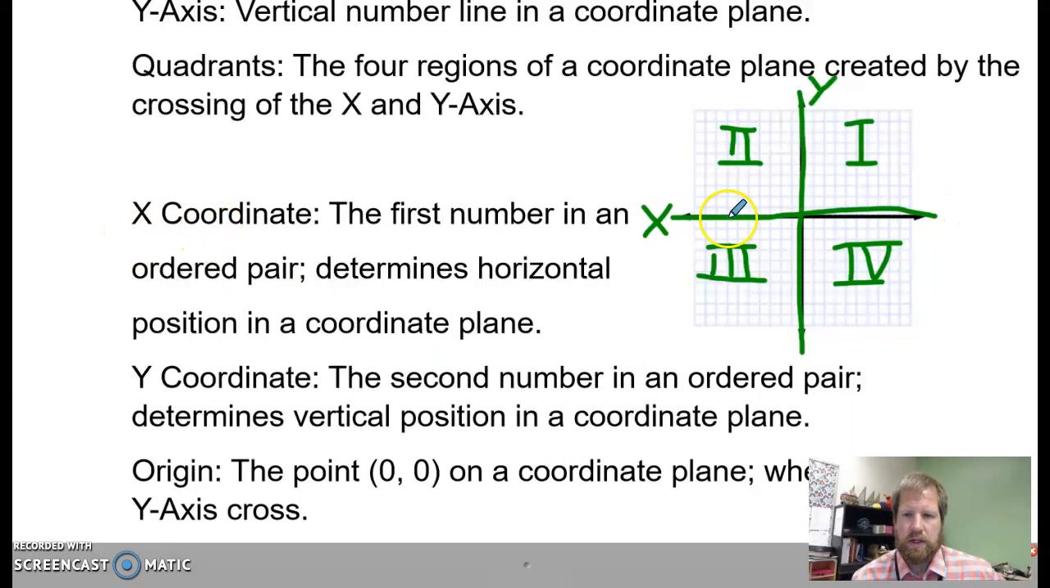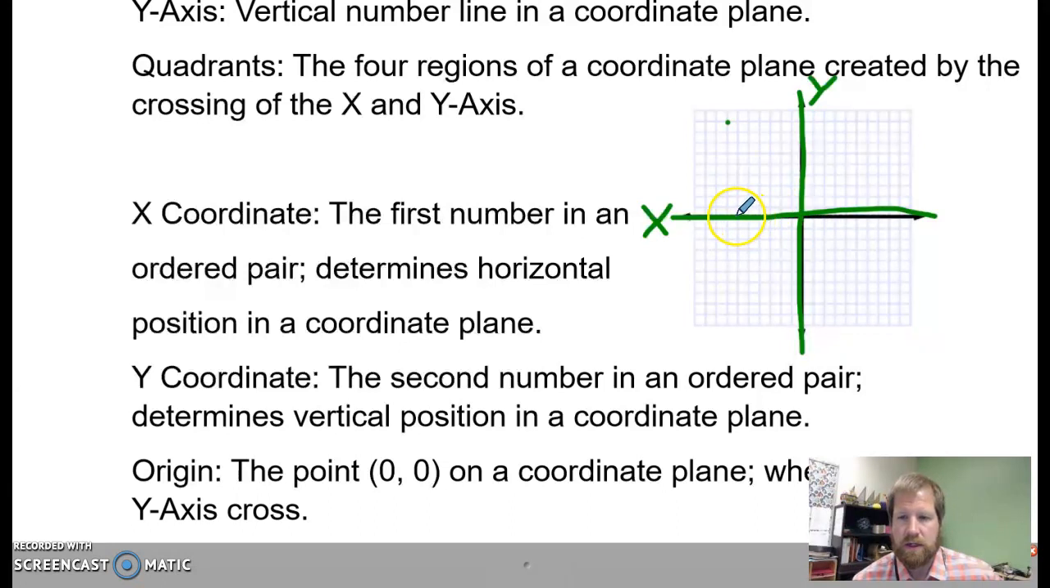The x-coordinate is going to be, let me erase some of these, where a point on the coordinate plane falls horizontally. So a point right here will have the x-coordinate of 1, 2, 3, 4, 5, 6, 7. Since I went to the left, it'll be -7. So that would be a -7 coordinate.